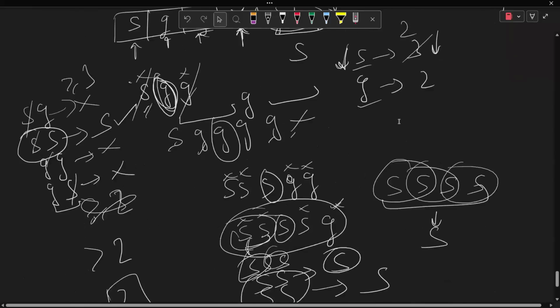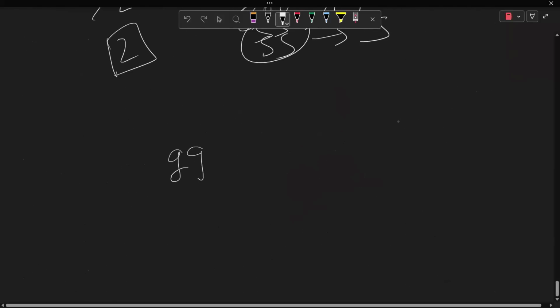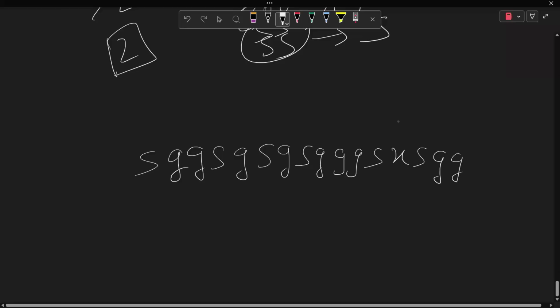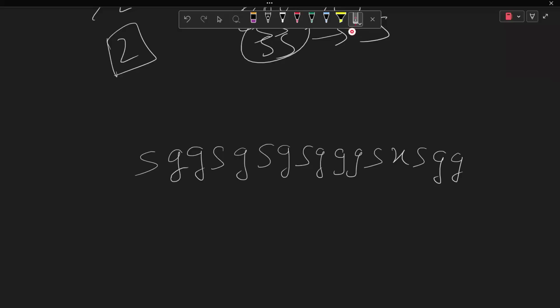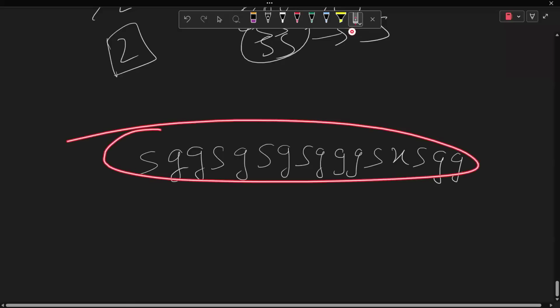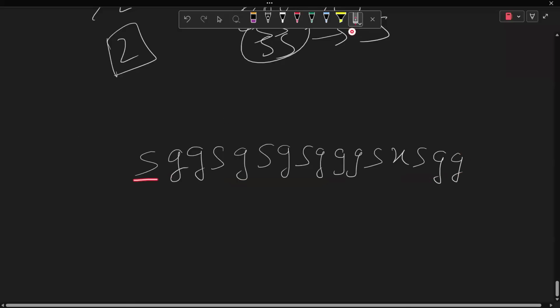Once you have something like this: a greater, greater, smaller, greater, smaller, greater, smaller, greater, greater, greater, smaller, smaller. Let's say you have something like this. In between there is an x, then again smaller, greater, greater. If you have something like this, after this you cannot reduce more. You don't have any consecutive s, you can look at this. If you don't have any consecutive s, you cannot reduce this more.